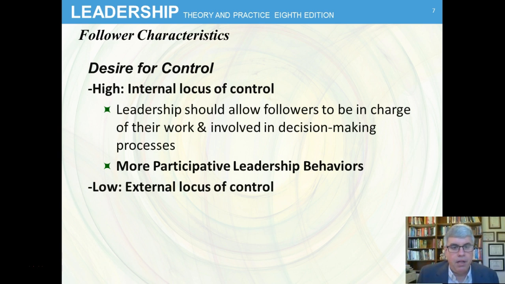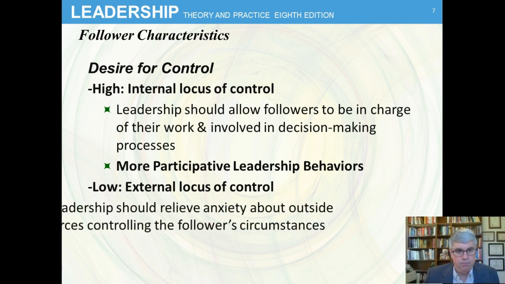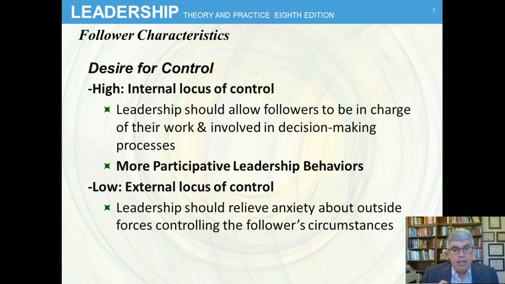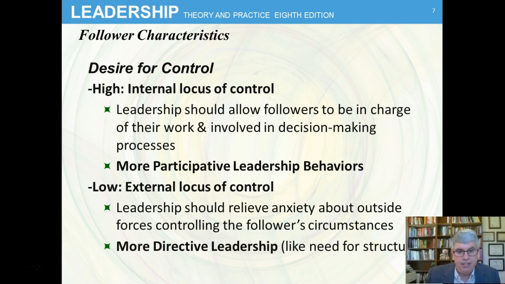Now, other people have a low desire for control, probably because they have an external locus of control. People that have an external locus of control feel like the situation is what determines what they do. They don't really feel like they're the master of their own situation. They might feel like they're victims, or that they're controlled by their circumstances. Here, leadership needs to relieve anxiety about outside forces controlling the followers' circumstances and show them what they need to do. And so they need to provide more directive leadership.